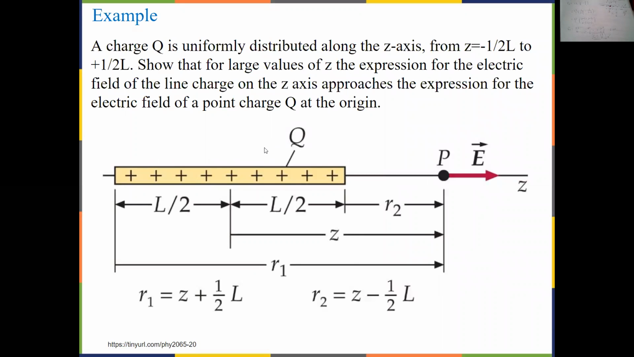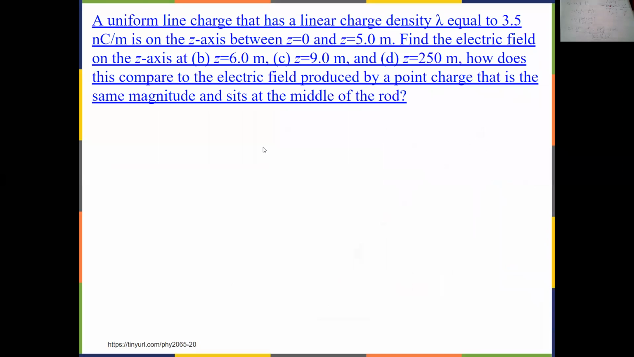All right. So we will take a look at a second example problem here. This one says, if you have a uniform line charge that has a linear charge density of lambda equals 3.5 nanocoulombs per meter on the z-axis between z equals 0 and z equals 5 meters. Okay, so this is what you have. I can sketch the problem for you here.